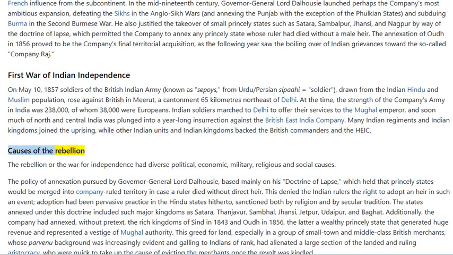Causes of the rebellion. The rebellion, or the war for independence, had diverse political, economic, military, religious and social causes.